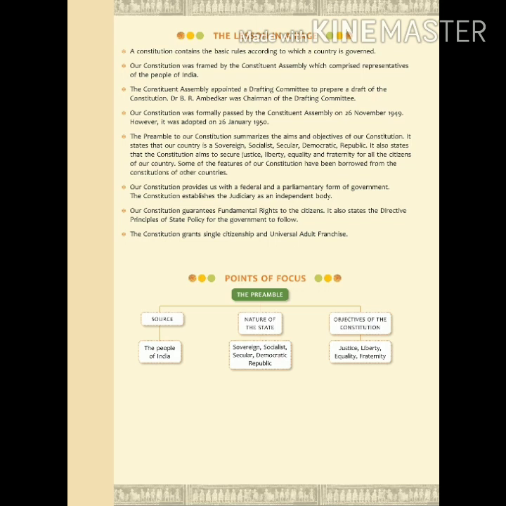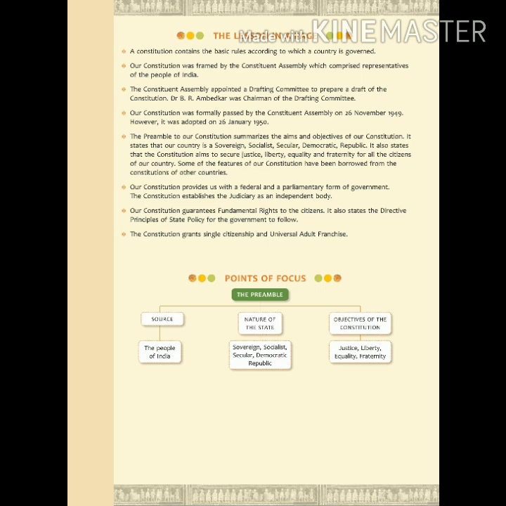Next, the preamble to our Constitution summarizes the aims and objectives of our Constitution. So, the preamble basically tells us what the Constitution is all about in a nutshell. It states that our country is a sovereign, socialist, secular, democratic, republic. These features are very important. So, we have 5 features of our country, and the preamble tells us about it.